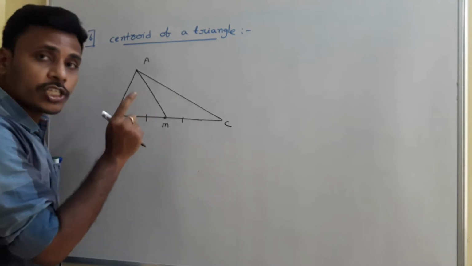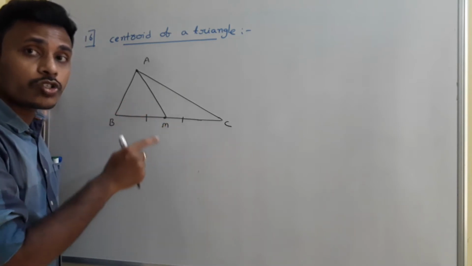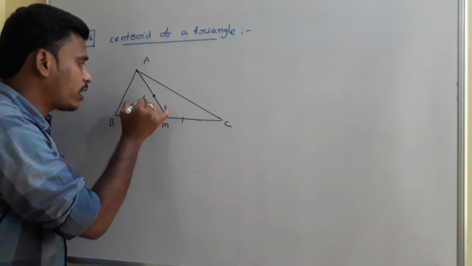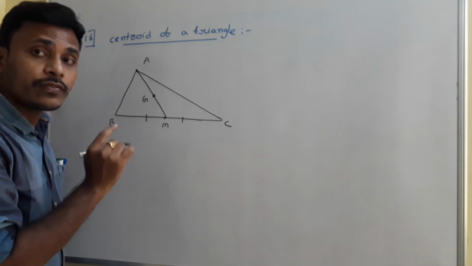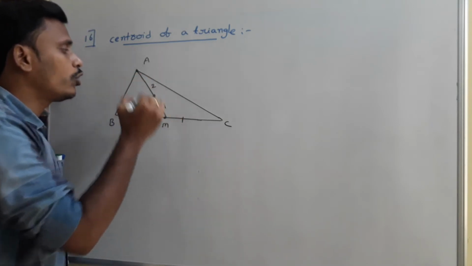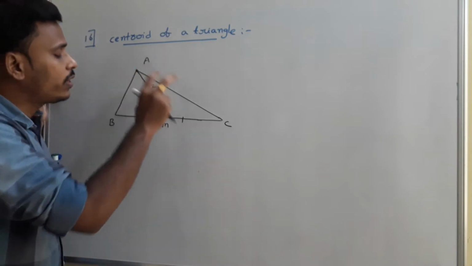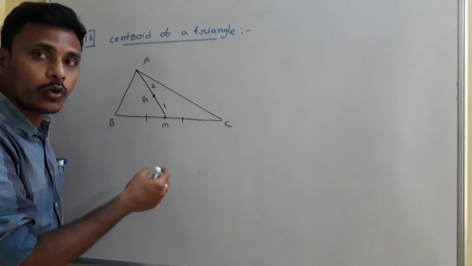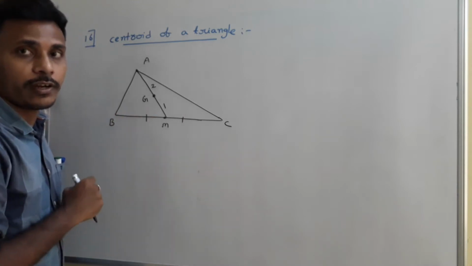Like this, there exist three medians. All those three medians will meet at a point, and that point is considered the centroid. And as we know, the centroid divides the median in the ratio 2:1. So with this knowledge of the centroid, we are going to calculate the coordinates of the centroid.